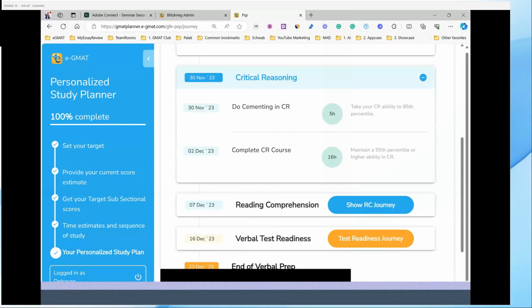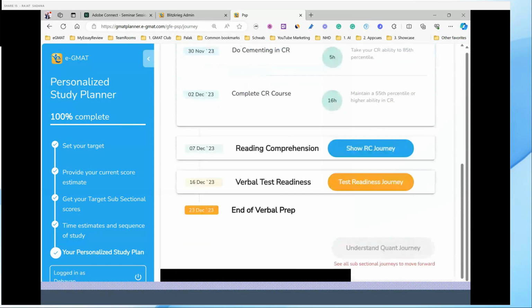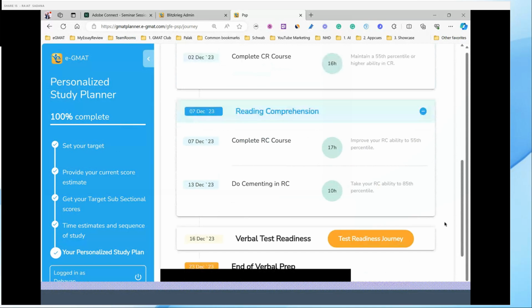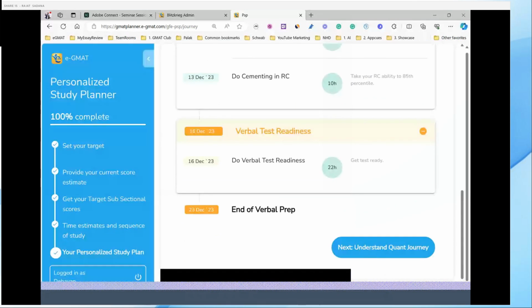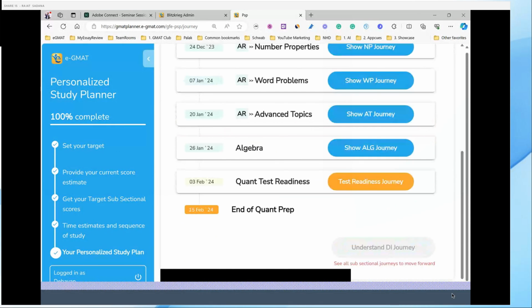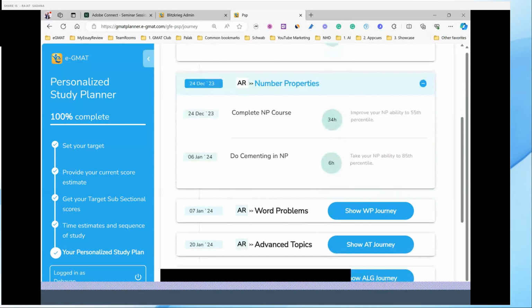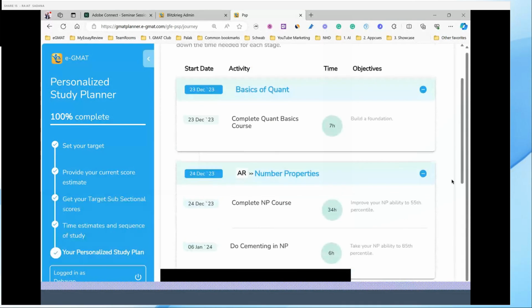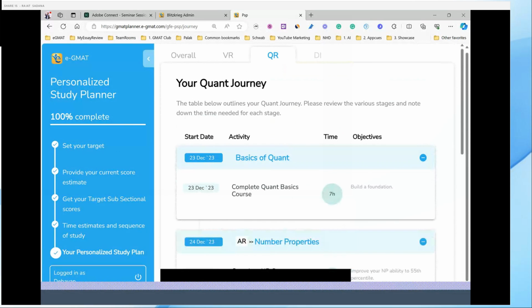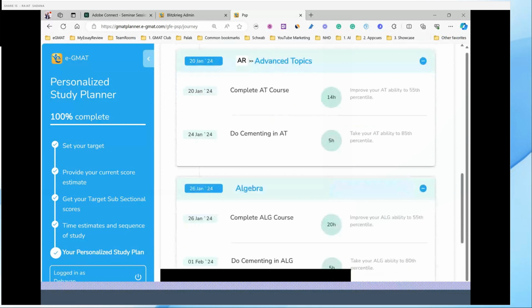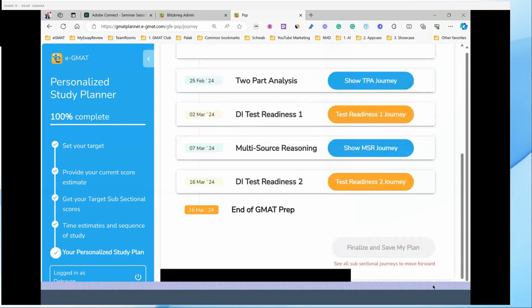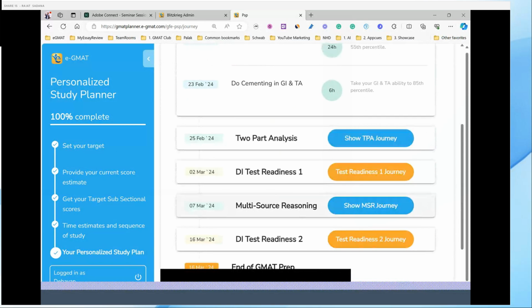It'll ask you to do cementing in CR first, and then do the CR course. Then in RC, you first have to do the course because your starting ability is not as high. Then do cementing, and then you'll spend about 22 hours to do test readiness, which again is a significant amount of time because you're aiming for a very high ability. Same thing in quant. You can really look at your number properties, algebra, and so on and so forth, and then you also have the same journey in DI, and that's available only after you expand all of this, so that we ensure that you understand this here. And now you can go to and understand your DI journey.